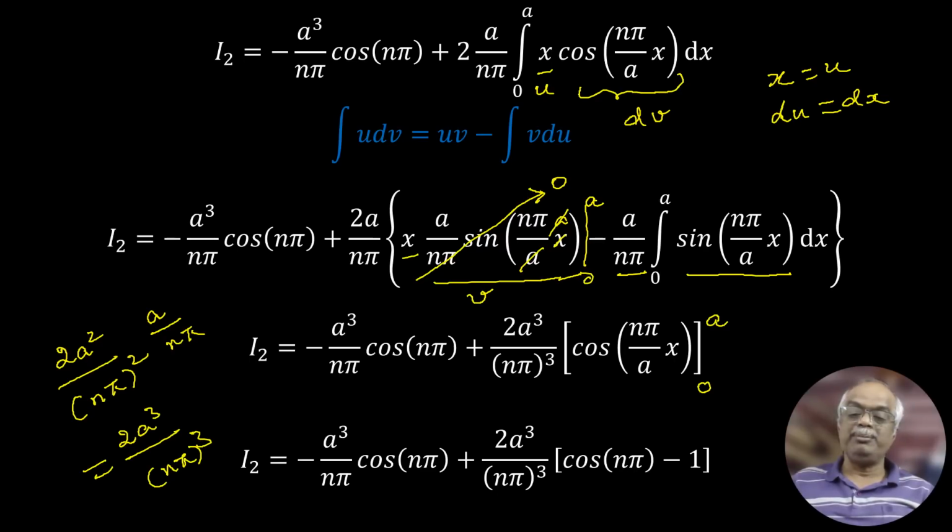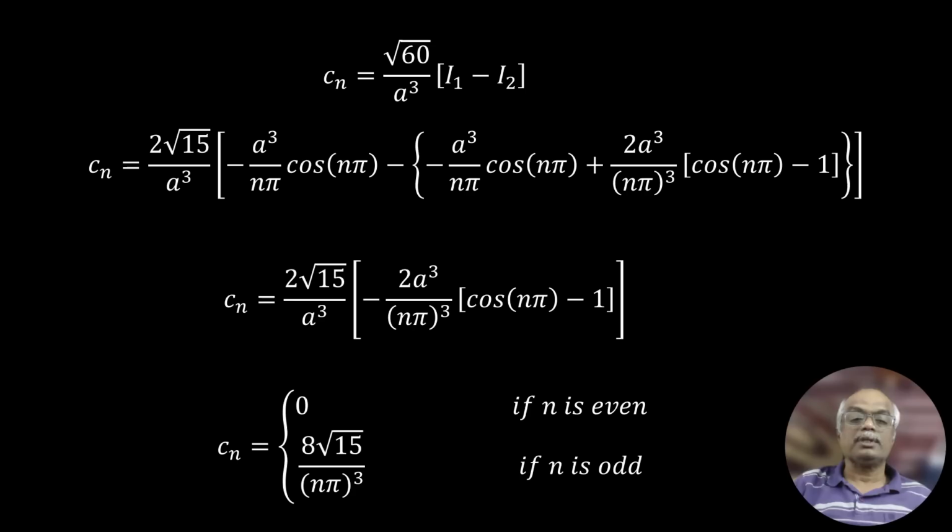For the upper limit, if you apply it, a will get cancelled. You will get cos nπ. If you apply the lower limit, cos 0 is 1, so you will get minus 1. This is I2. So now we will see the value of Cn.